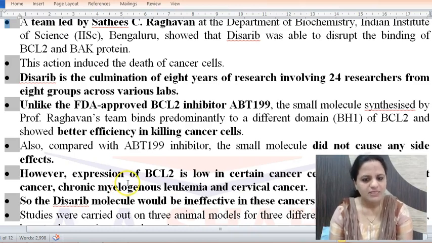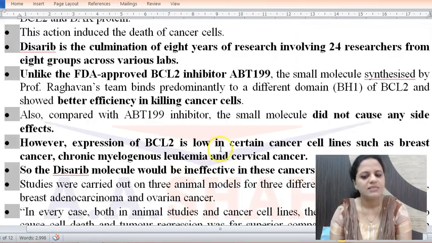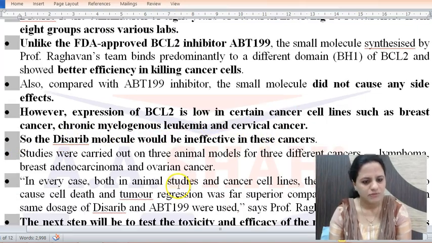Only one drawback is that this cannot function against all kinds of cancers, because in some cancer cells BCL2 expression is low. These are like breast cancer, CML, that is leukemia, and cervical cancer, where BCL2 is low. But in other forms of cancer like ovarian cancer, breast adenocarcinoma, another form of breast cancer, and lymphoma, BCL2 expression is high and it will be beneficial there.